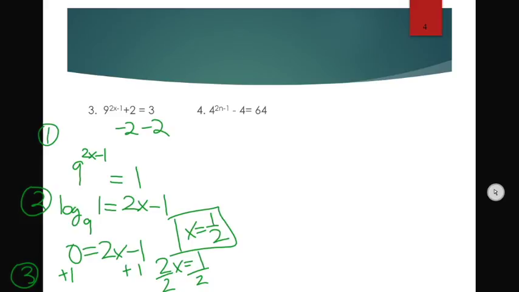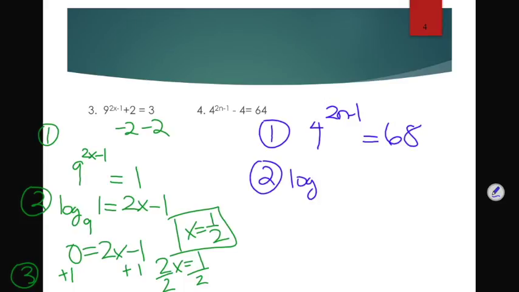So try number 4 on your own piece of paper, and then come back in a few seconds. So pause the video, come back after you solve number 4, and see if you got the right answer for number 4. Okay, here's the process for number 4.